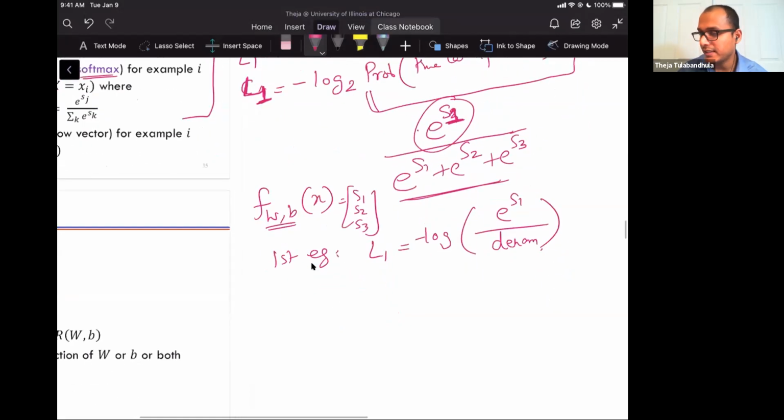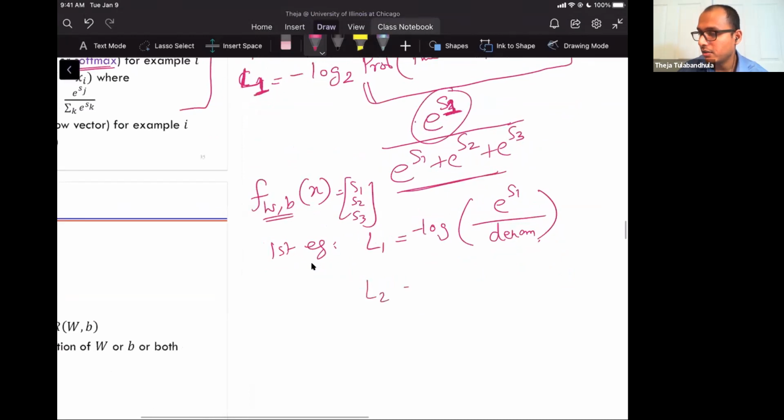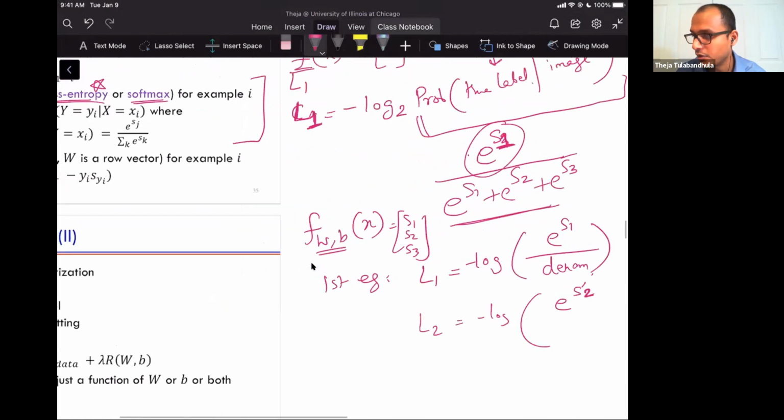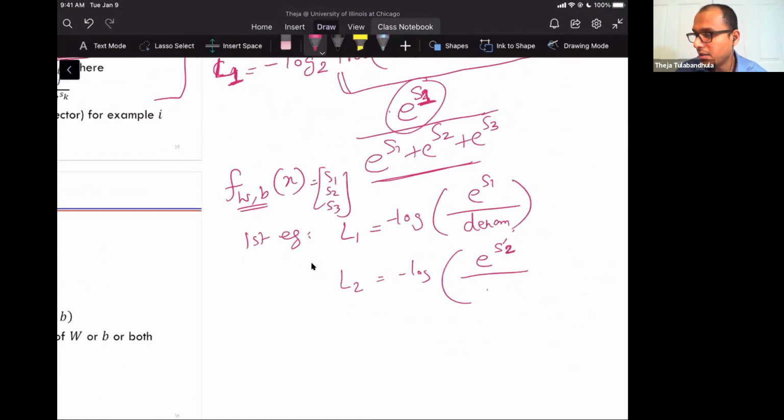And similarly, for the second example, let's say it's a cat example. L2 should be equal to negative log of some different bunch of scores, because it's a different example: e to the power, maybe s prime instead of s, because it's a different number. But for the second coordinate, because the second has cat as the true label, divided by a different denominator, because there'll be different scores for that example. And similarly, you can compute losses for everybody, add them up, and that's a score for the model, which has some specific value of W and some specific value of B. The moment you keep changing W and B, you'll get different loss values.